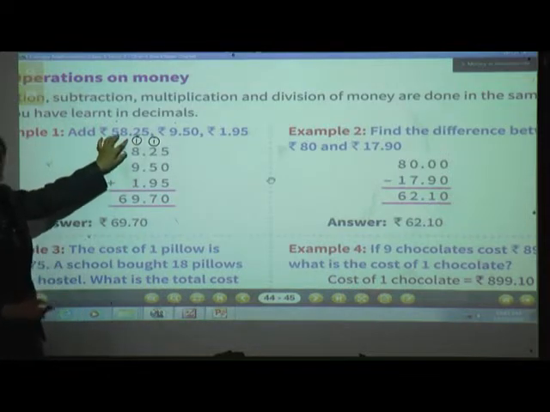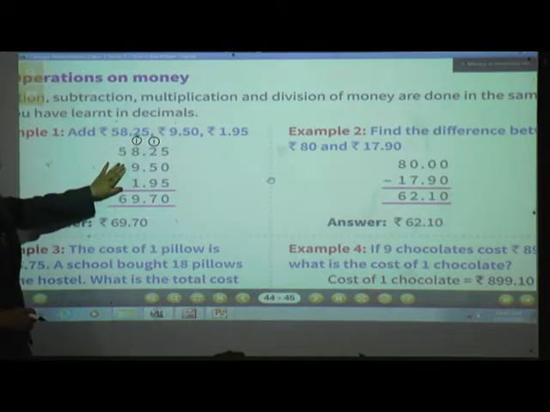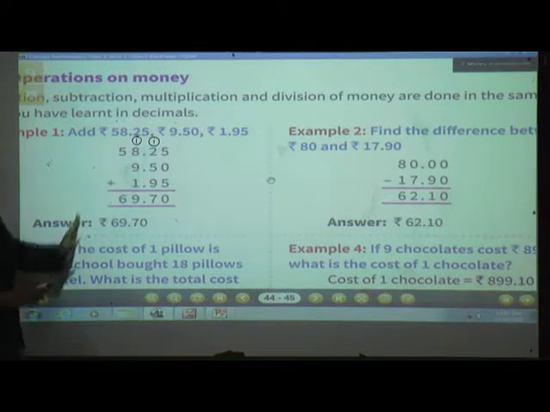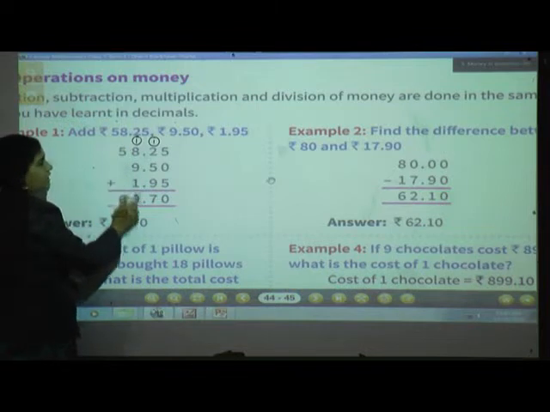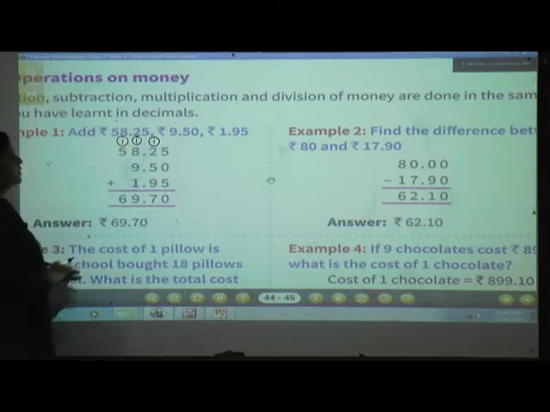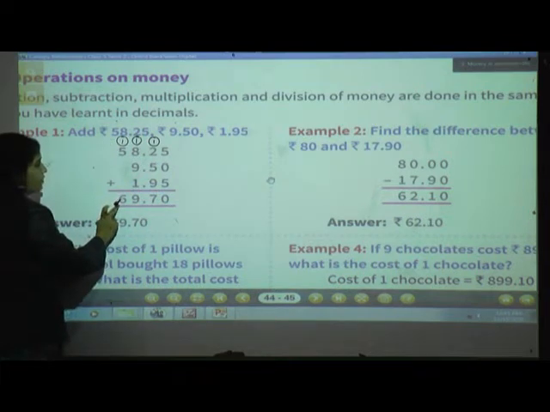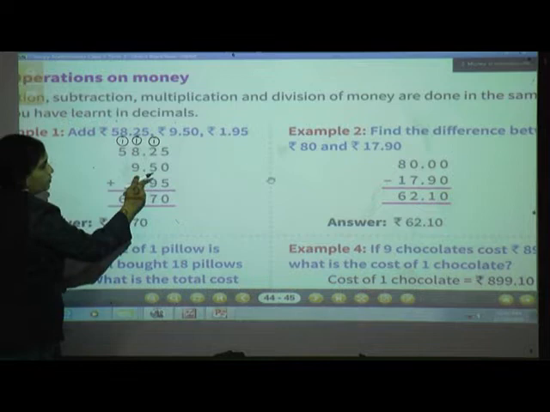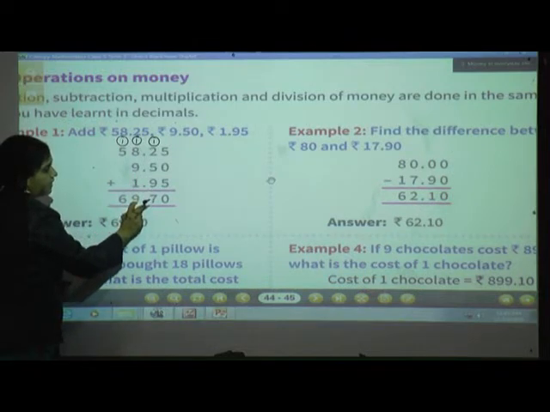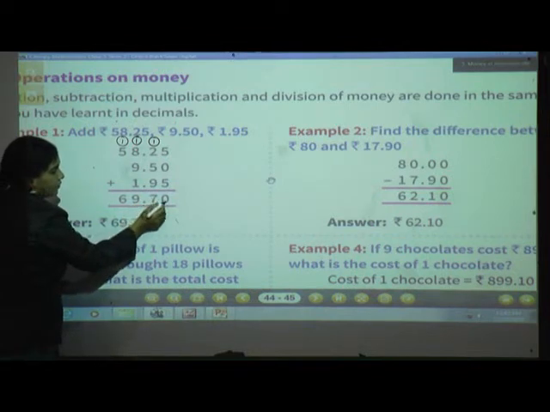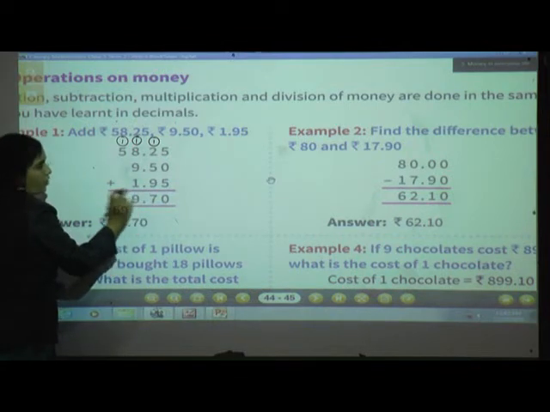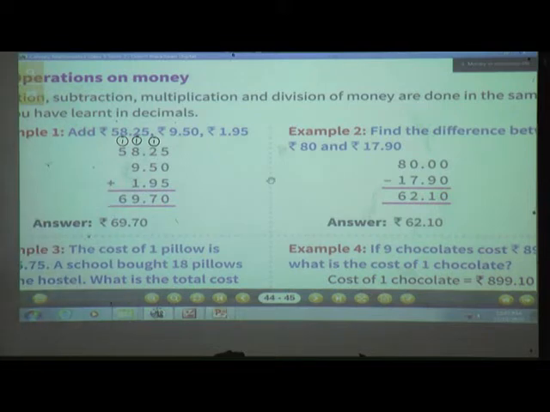Again 8 plus 1, 9. And 9 plus 9, 18. 18 plus 1, 19. So write 9 and carry 1. Then add 5 plus 1, 6. Very good. And your point should be below the other. After two digits, write the point. In this way you can solve the sums of addition.